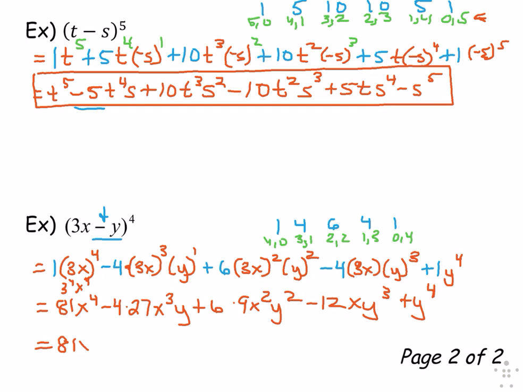So 81 x to the 4th and negative 108 x cubed y plus 54 x squared y squared minus 12 xy cubed plus y to the 4th.